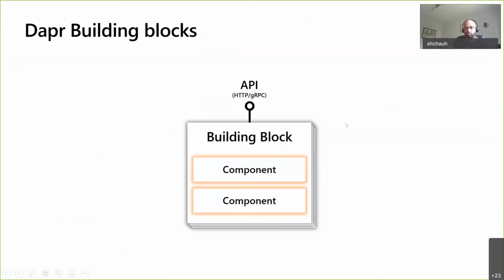Now, before I jump into talking more about the building blocks, I would like to show a conceptual diagram of how a building block operates. Each building block is exposed as an HTTP or gRPC API, and it is backed by one or more components. For example, one of the blocks is state management, and the component providing the functionality for that block can be Redis, Azure Cosmos DB, SQL, or DynamoDB. With just a few lines of change in the code configuration, I can swap the component.